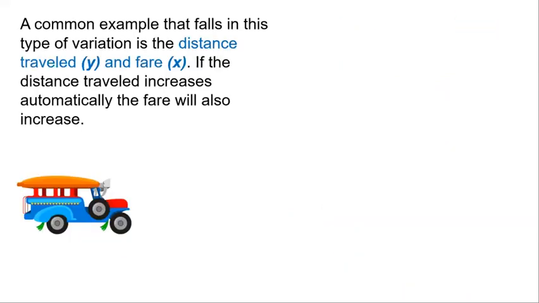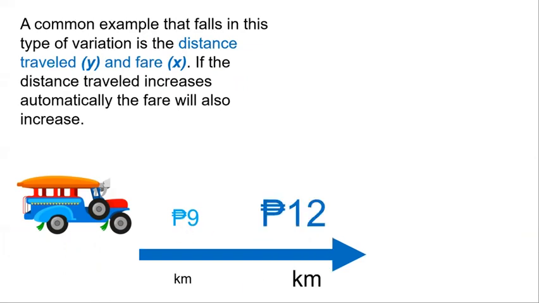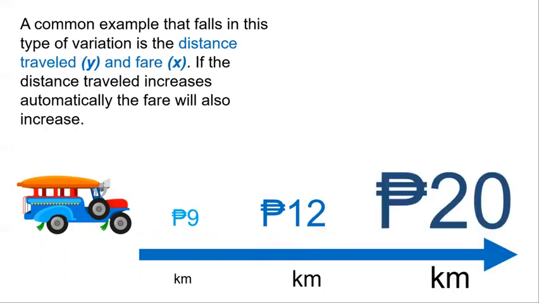A common example para sa type of variation na ito ay ang distance traveled ng isang jeep. I-assign natin dito ang variable y. At ang pamasahe o fare, i-assign naman natin dito ang variable x. Kapag sa malapit lang, mas mura ang pamasahe. At habang lumalayo, mas tumataas ang pamasahe. Nag-i-increase ang distansya ng biyahe, nag-i-increase din ang pamasahe.